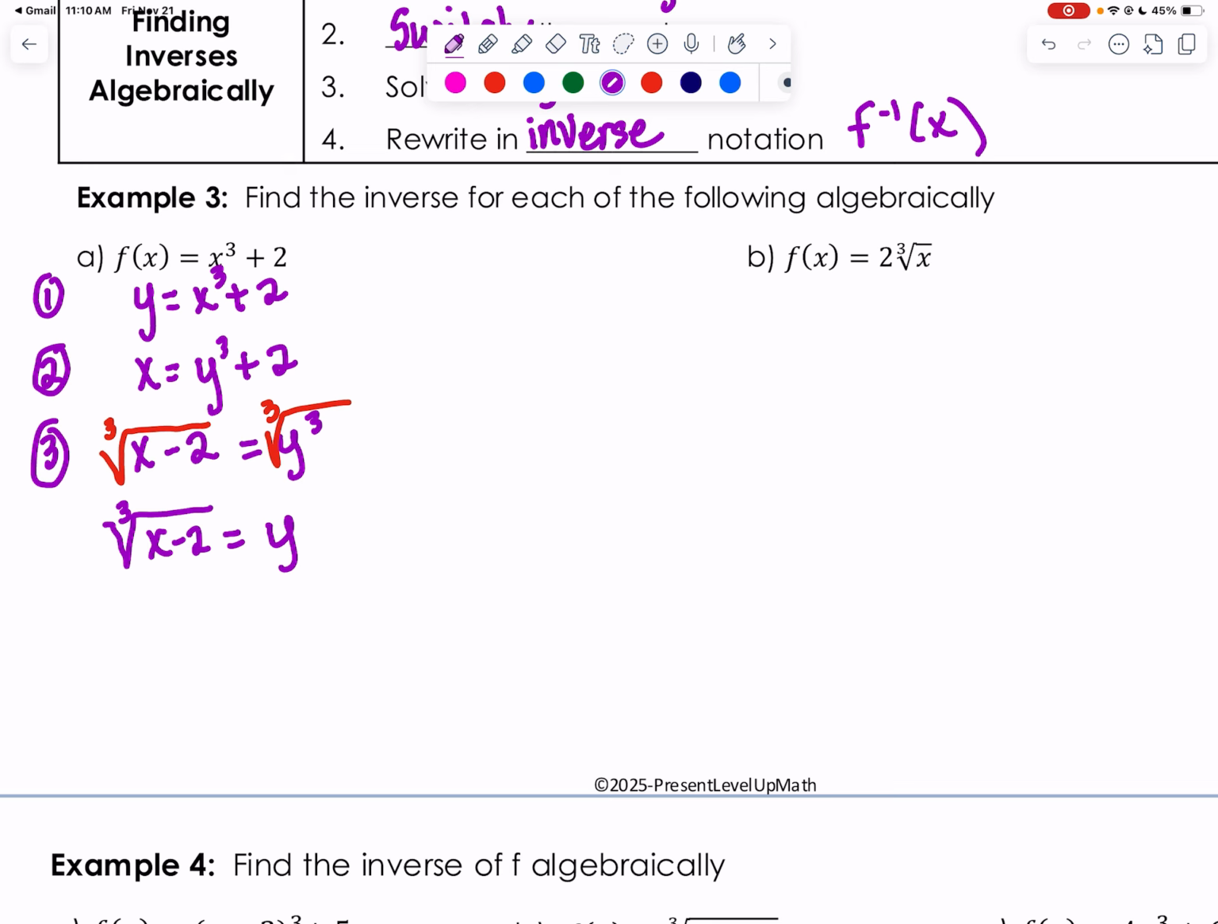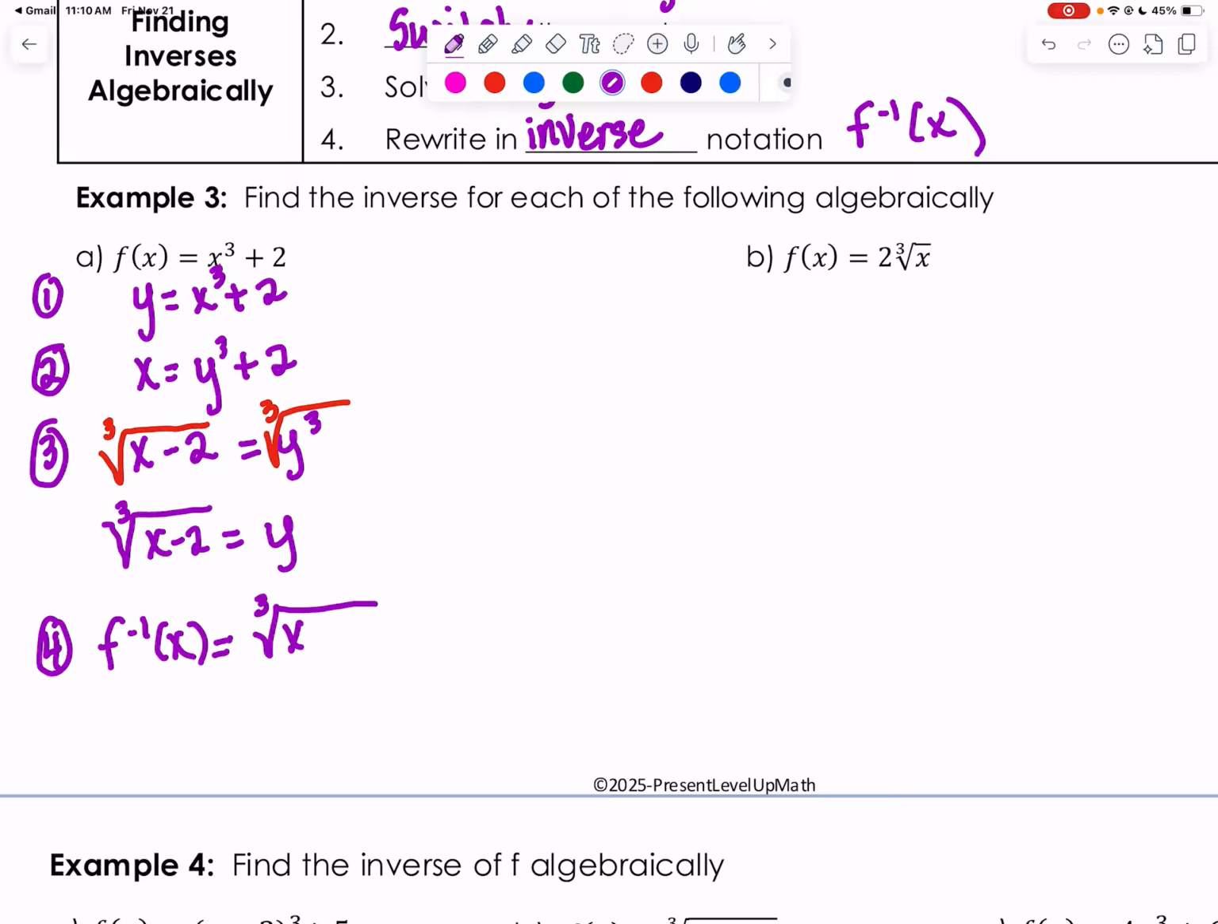Step 4 says to rewrite in inverse notation. So instead of y equals, I'm going to have f inverse of x equals cube root of x minus 2. And this would be our final answer. So what I want you to do is look back at your original function. f of x equals x cubed plus 2. And then our inverse is cube root of x minus 2.